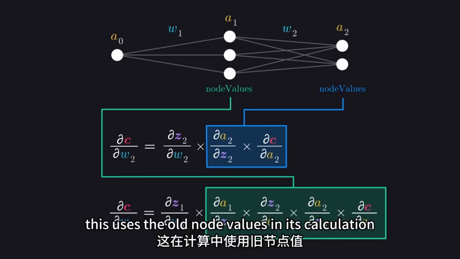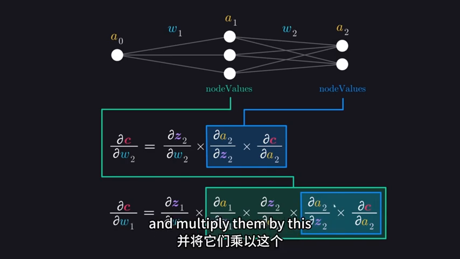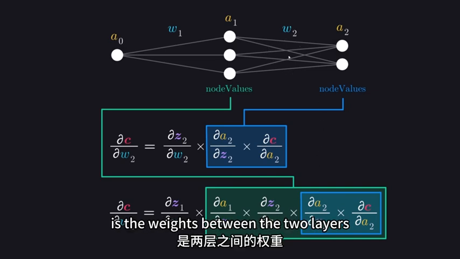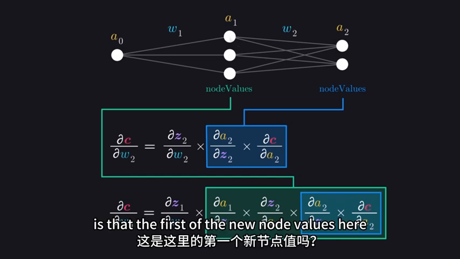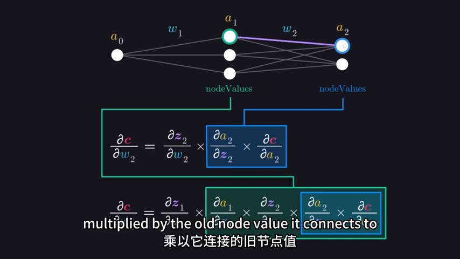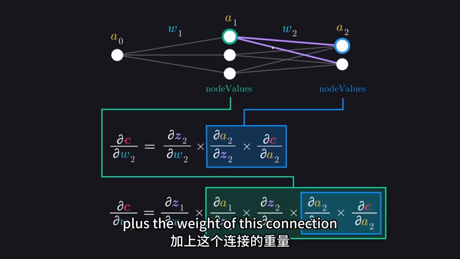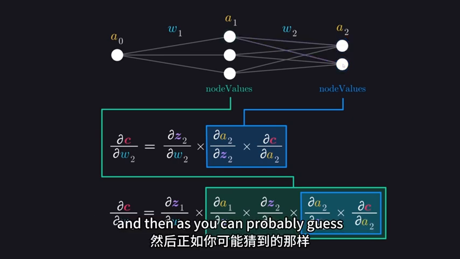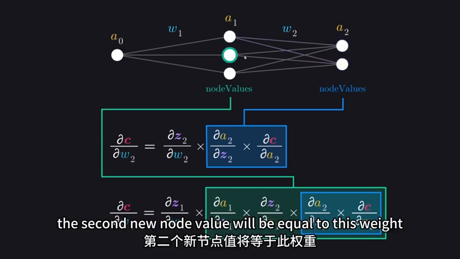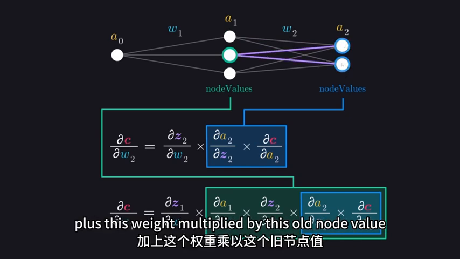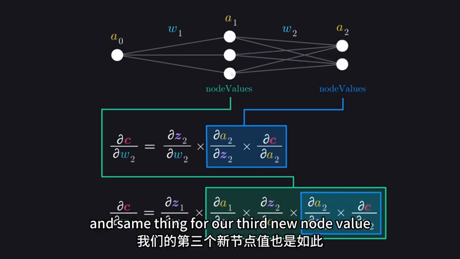As we noticed before, this uses the old node values in its calculation, so we first just need to take those and multiply them by this partial derivative here, which we figured out earlier is the weights between the two layers. So how this works is that the first of the new node values here will be equal to the weight of this connection multiplied by the old node value it connects to, plus the weight of this connection multiplied by the old node value that it connects to. And then, as you can probably guess, the second new node value will be equal to this weight multiplied by this old node value, plus this weight multiplied by this old node value. And same thing for our third new node value.